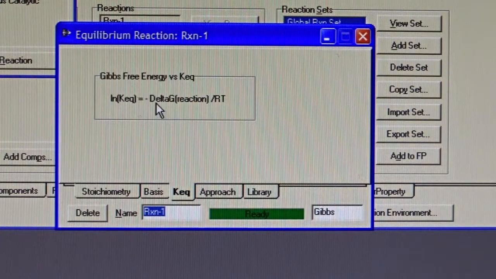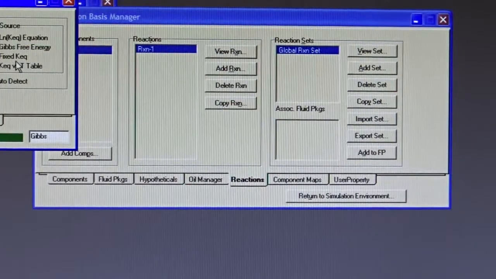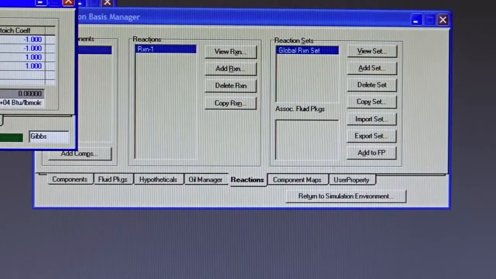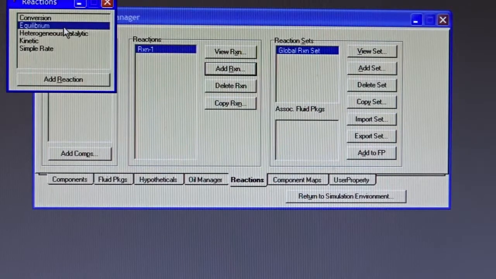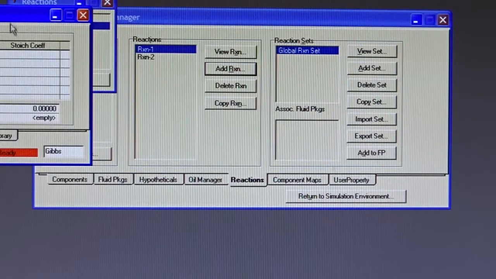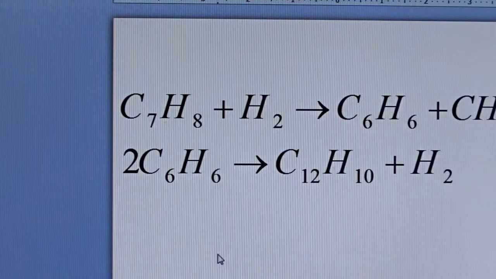The equilibrium reaction is based on log K equilibrium equal delta G over RT. This is the basic thermodynamics. I can add reaction 1 and I need to add the other reaction. Add another reaction. It's still again an equilibrium reaction. Now, what is our reaction? Once again, I will go here. We have 2 moles of benzene will form 1 mole of biphenyl and 1 mole of hydrogen.